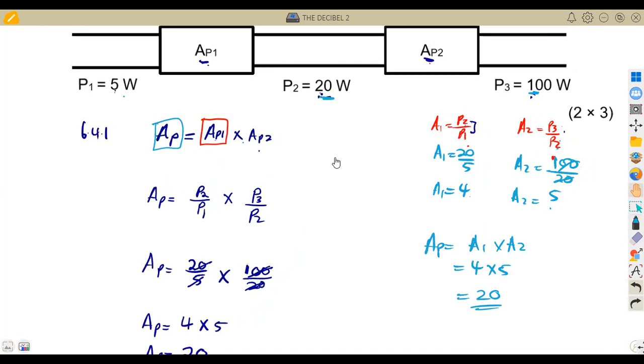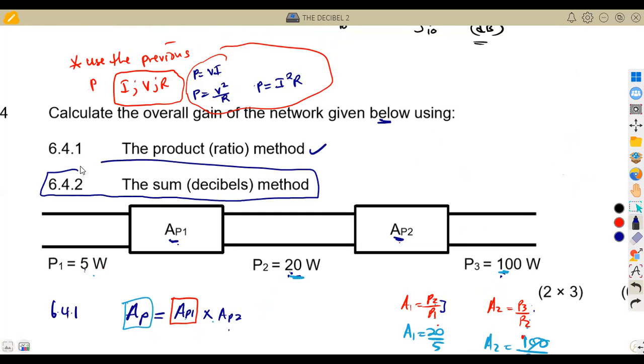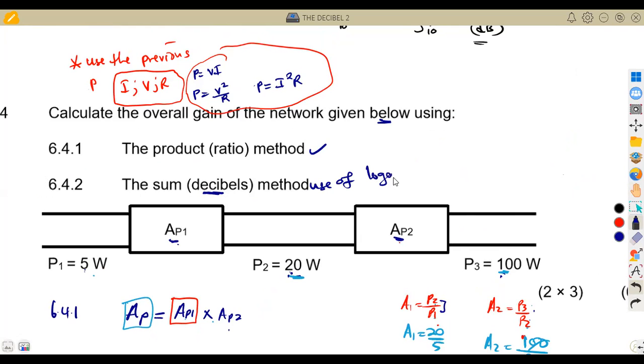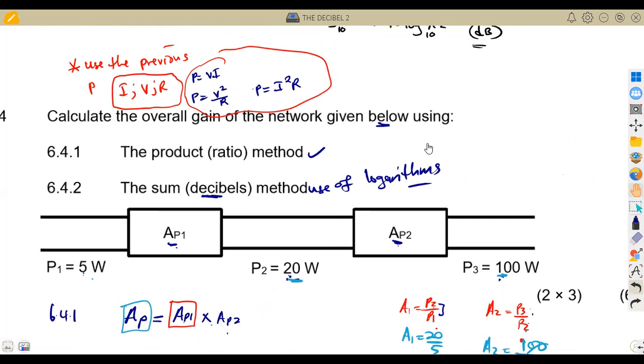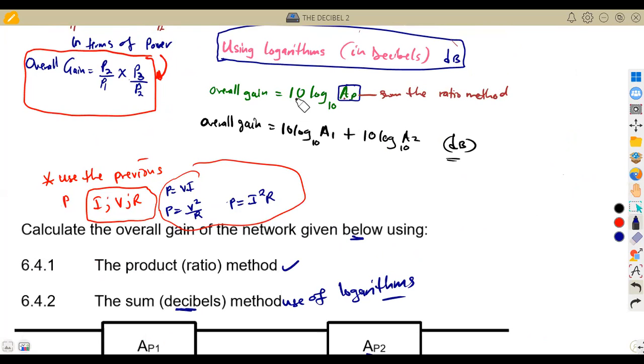All right, let's check 6.42, which is the use of the sum method. And I said the sum method is the decibels method. That is the use of logarithms. So whenever you're talking about this in decibels or the application of the sum, that is the use of logarithms. And under the use of logarithms, I said you can have these two. That is going to be the overall gain, 10 log A1 is this, and so forth.